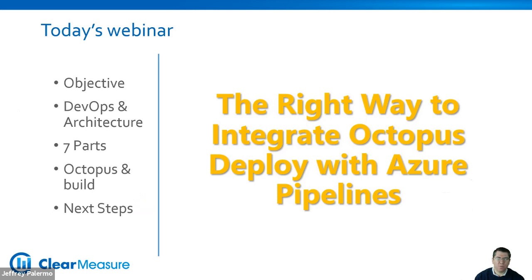Okay, so our webinar is structured like this, and we're gonna talk about some of the objectives that we're all going after, how architecture fits into DevOps, the 7 different parts of the pipeline, and how Octopus influences all those different parts. And then we'll talk in detail about integrating and how the parts of Octopus integrate with Azure pipelines and what it looks like.